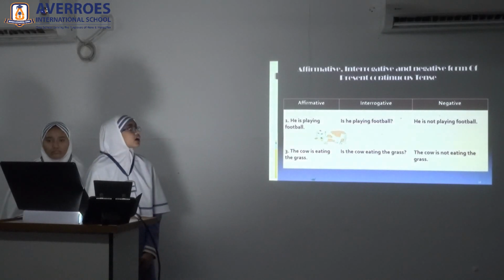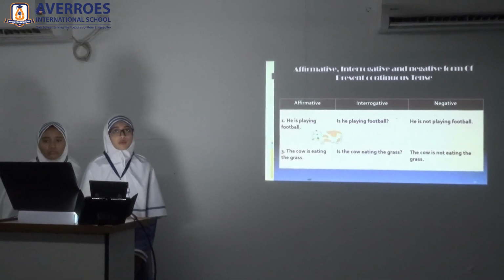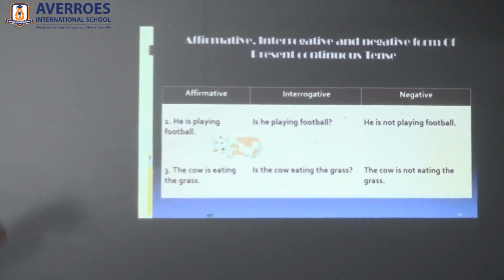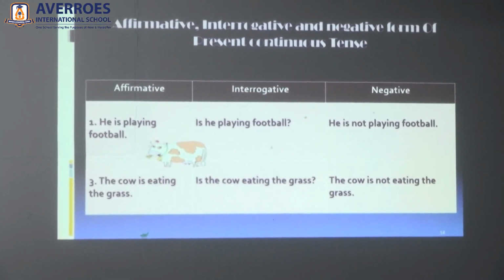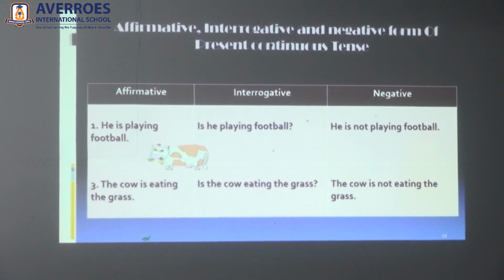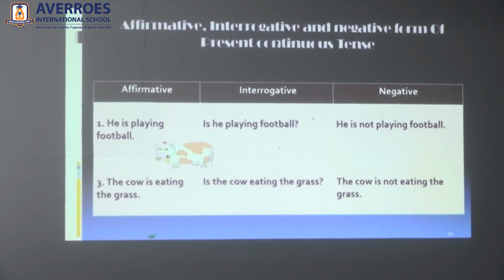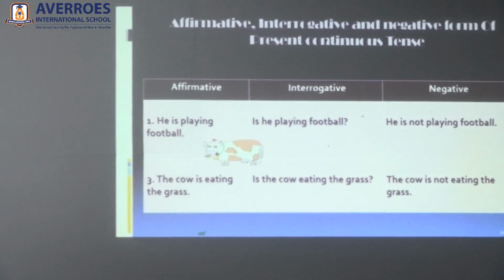Affirmative, interrogative and negative form of simple present continuous tense. Affirmative: 1. He is playing football. The interrogative of this sentence will be: Is he playing football? The negative of this sentence will be: He is not playing football.